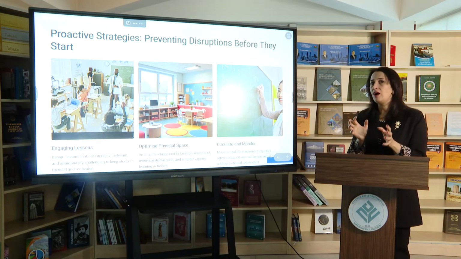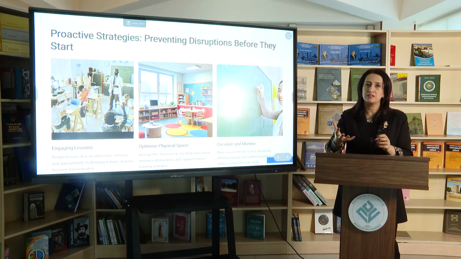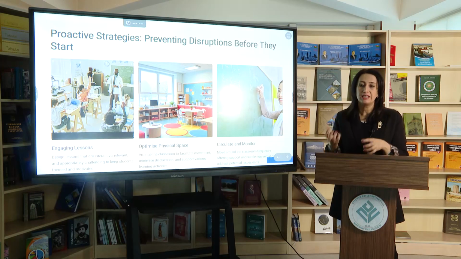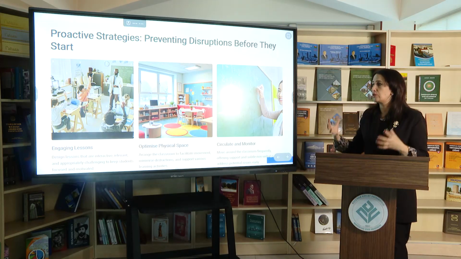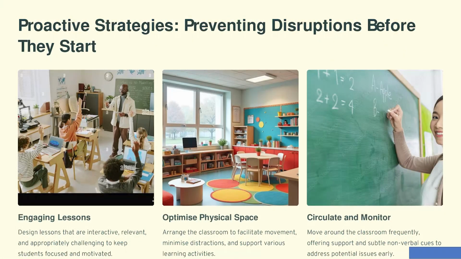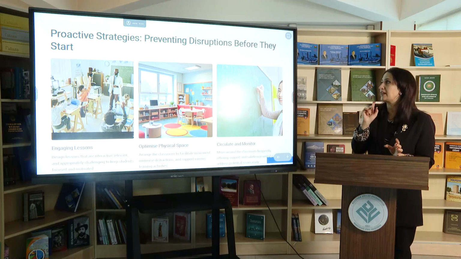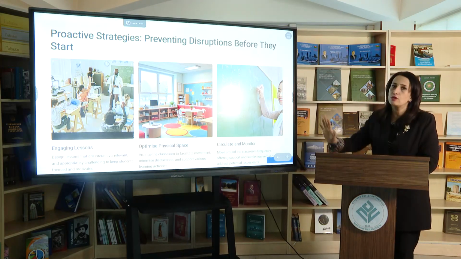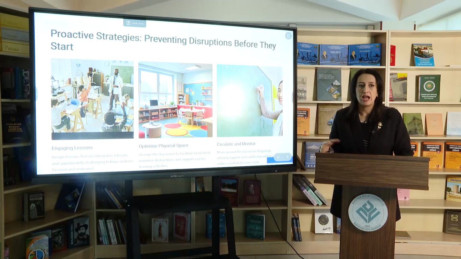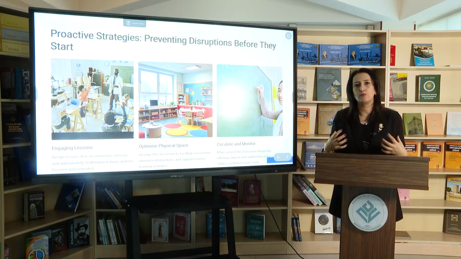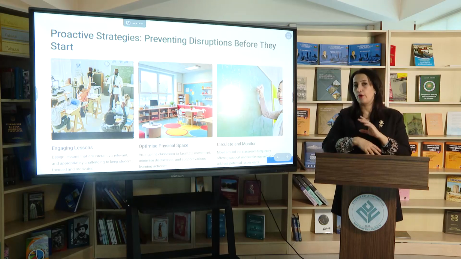Reactive strategies. But while we say proactive strategies, it means that we try to prevent some disruptions. That's why we need to create some atmosphere or some condition in our classroom, and it will be better than reactive strategies. For instance, we can engage lessons, and if we have interactive lessons, all our students' attention will be on the lesson, not doing something with their classmates or others.